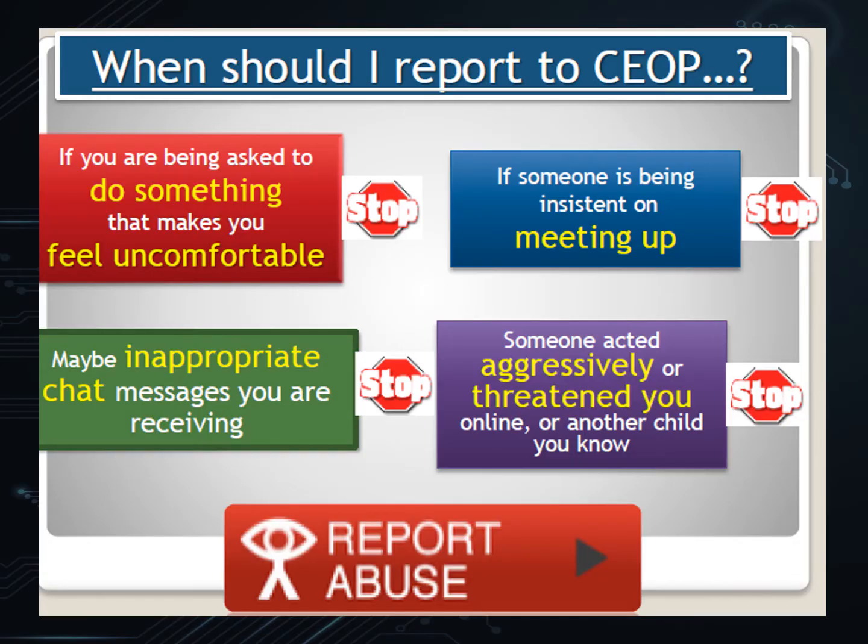You may have noticed the CEOP logo, as seen at the bottom of the screen there, on lots of the apps or programs that your sons and daughters use. It is there so that students, if at any point they feel unsafe online, can report any form of online abuse to CEOP. It's important that students are aware when to report abuse to CEOP. They should do this if someone online is asking them to do something that makes them feel uncomfortable, if someone online is insistent on meeting up with them, if there is inappropriate chat or messages being received by your sons or daughters online, or someone has aggressively threatened you online or another child that you know.